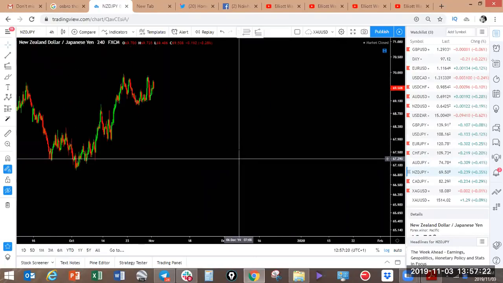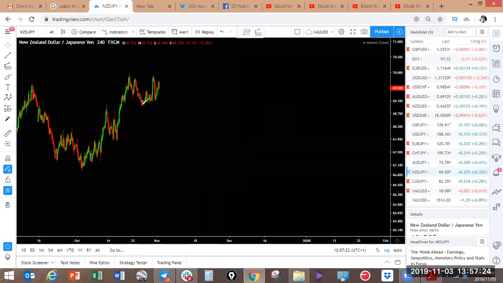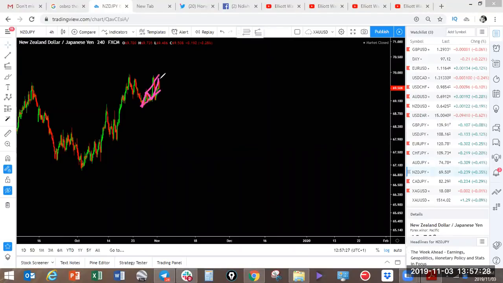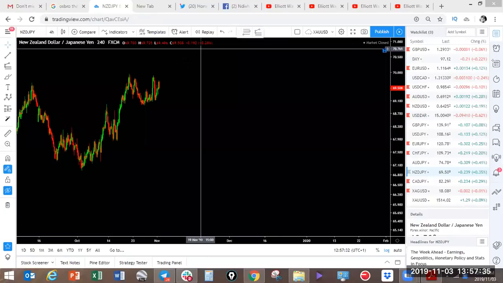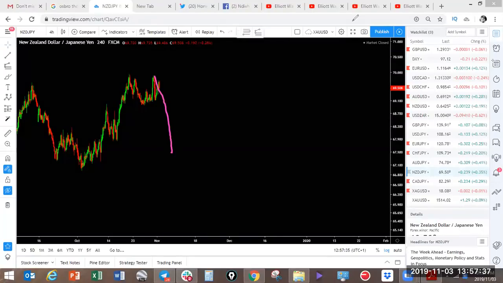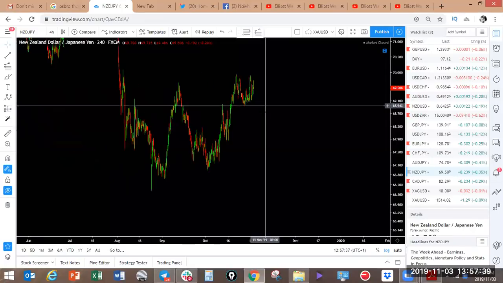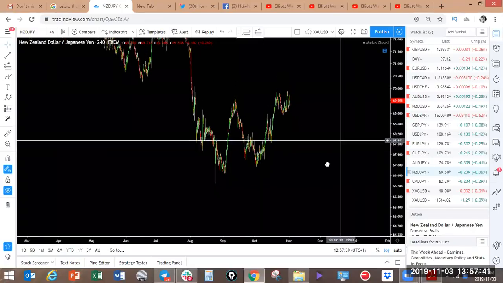New Zealand yen, I also expected that it was going to give us a three-wave move. I didn't expect it to go retest the top. It almost retested the top. So we'll be looking for this one to drop. Will it drop all the way, or will it give us one more up? I'm expecting that all the yen pairs are going to reverse and give us the structure similar to CAD yen.